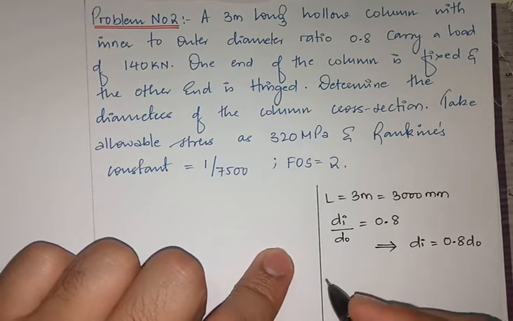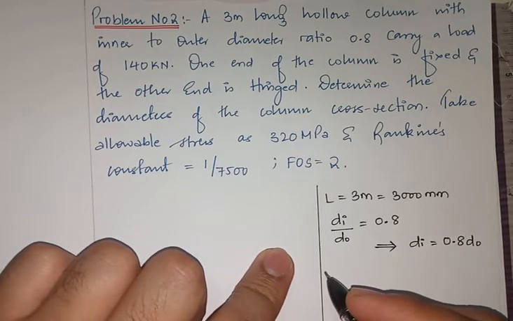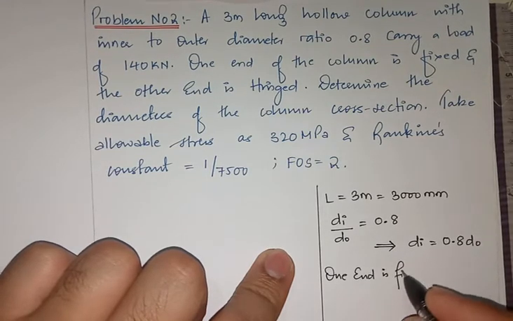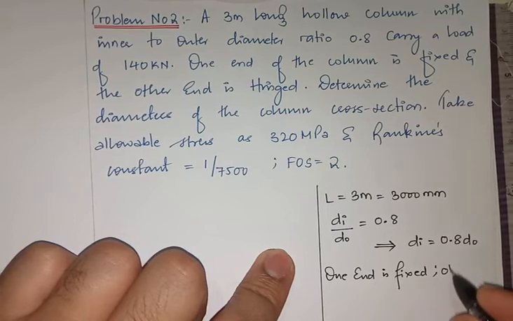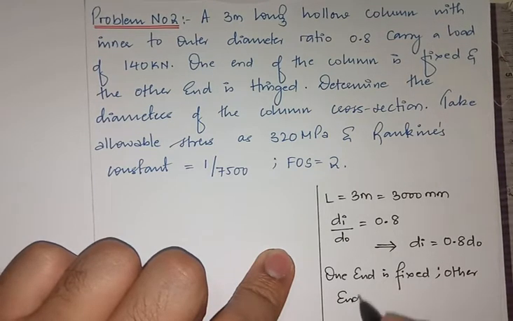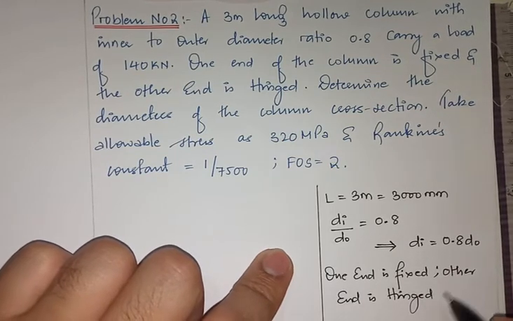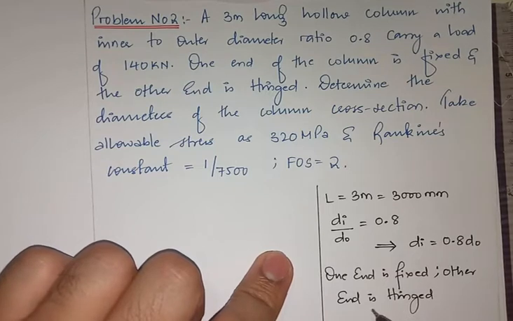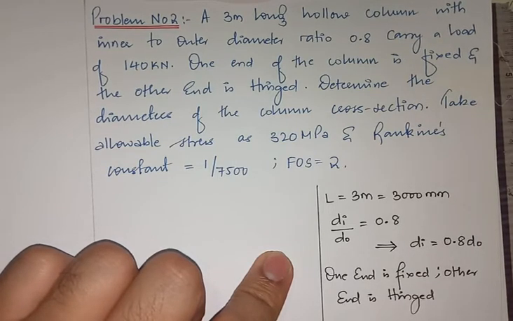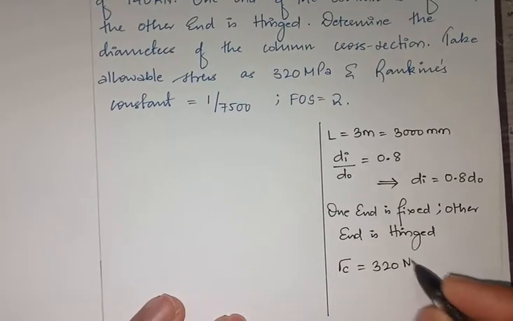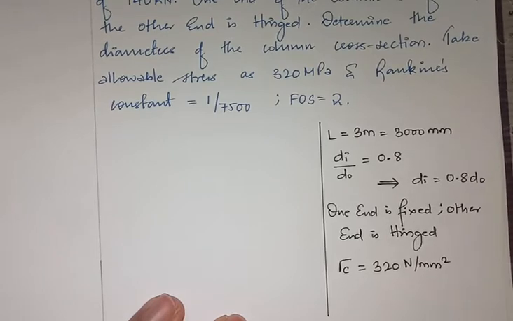End condition is one end is fixed and other end is hinged, right? Then allowable stress, that is sigma c, is 320 Newton per mm square. Rankine's constant A is 1 divided by 7500.